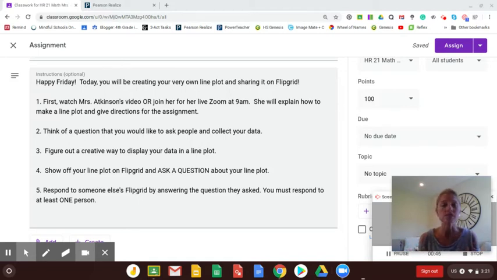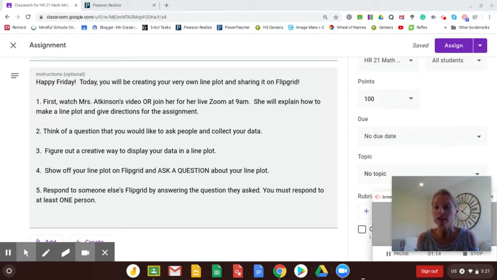Some ideas for questions could be like how many pets do you own, or how many hours a day do you watch TV? How long do you spend playing video games? How many times do you eat during the day? How many books did you read? How many hours of TV do you watch a day? It really could be anything that you want to collect data on.